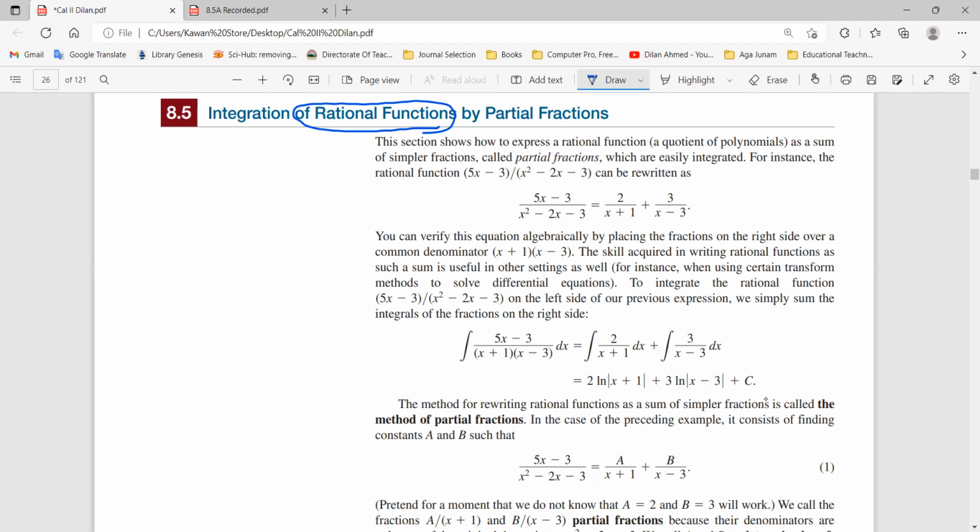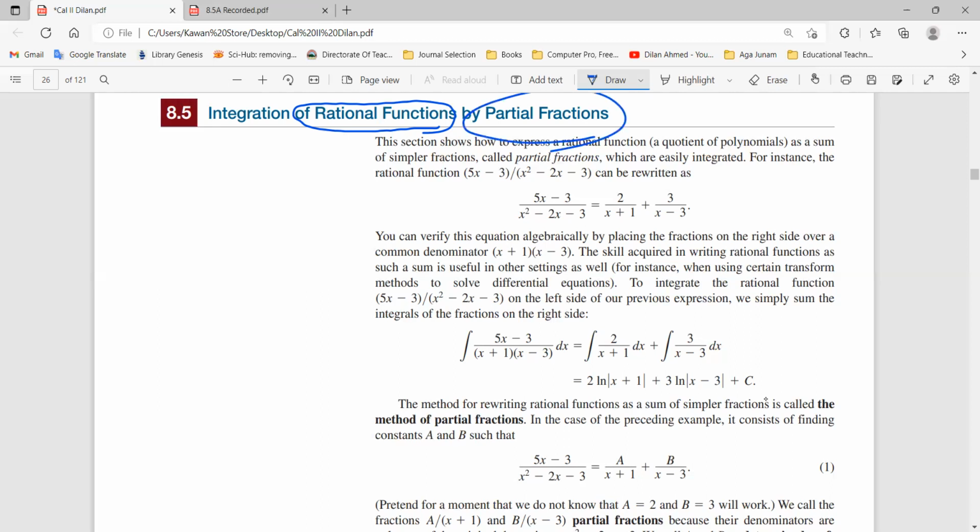So here we have another thing. If the numerator is greater than the denominator, we are going to use long division, then we solve. I remember during that lecture one of the students asked, how about if the numerator is not greater than or equal to the denominator? We say that we are going to use partial fraction.